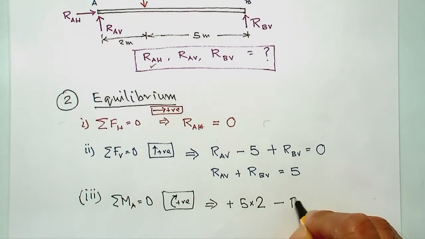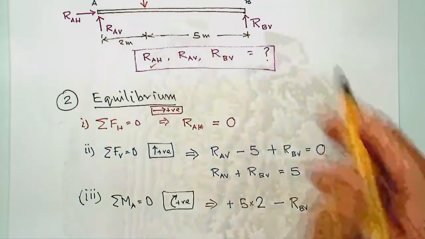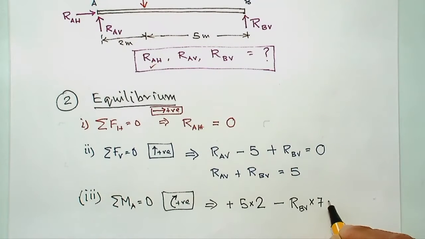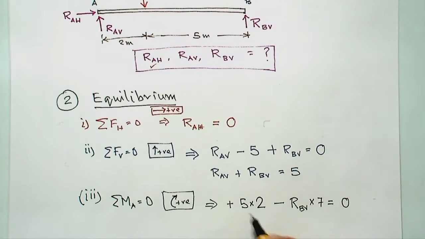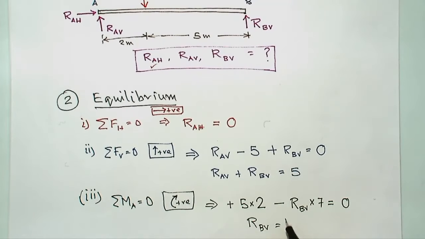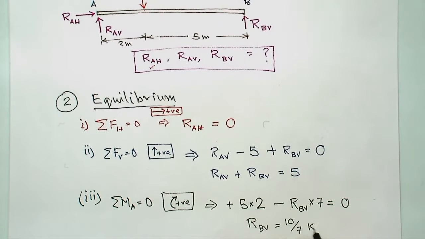And the value of that moment would be RBV times the distance, which is 7 meters. So that is the two other forces that would be equal to zero. So RBV, if you calculate, that would be 10 over 7 kN.